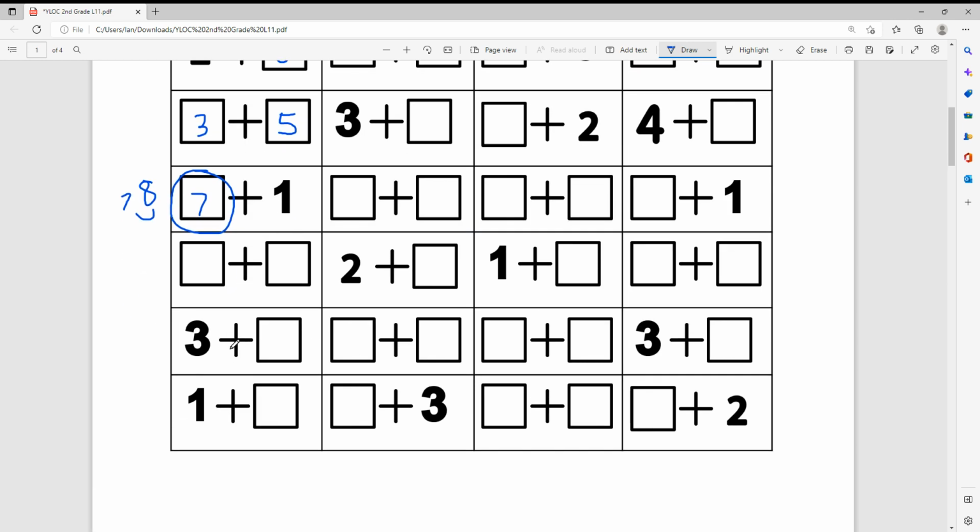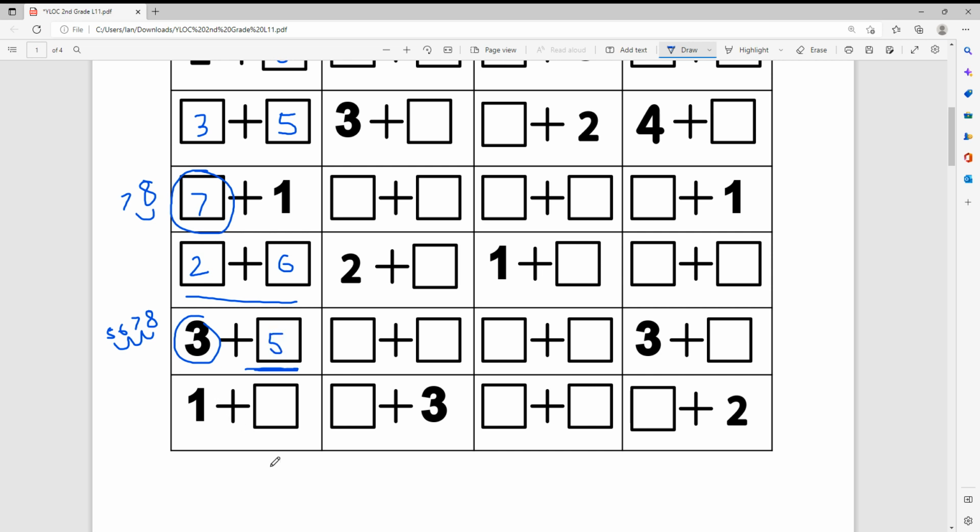See 7 here. We can choose any two numbers again. So let's do 2 and 6, because 2 and 6 add up to 8. Next is 3 plus something to equal 8. So we subtract by 3 to get this answer here. So move down by 3. So 1, 2, 3. 7, 6, and 5. So 5 is our answer for this one.